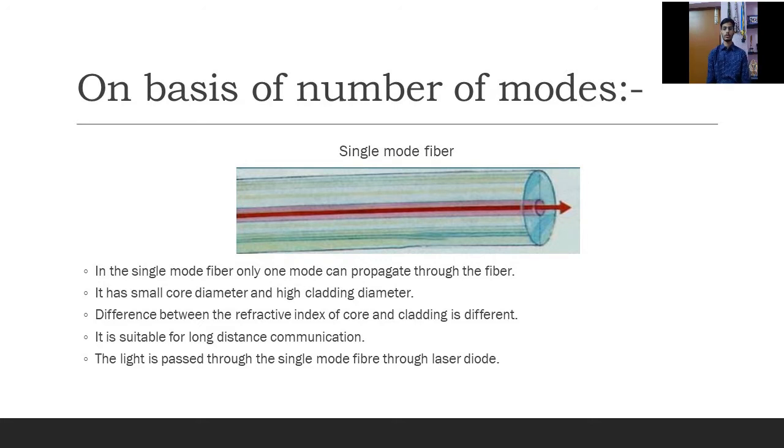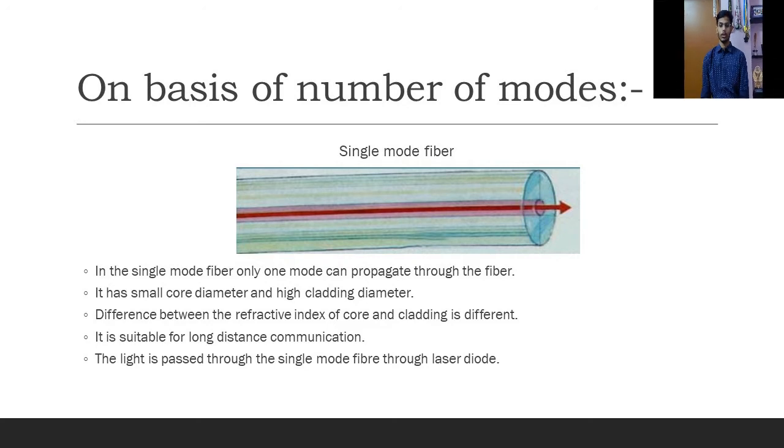So now coming to the basis of number of modes, single mode fiber. You can see the diagram here. In the single mode fiber, only one mode can propagate throughout the fiber. It has small core diameter and high cladding diameter. The difference between the refractive index of core and cladding is small. It is suitable for long distance communication. The light is passed to a single mode fiber through a laser diode.